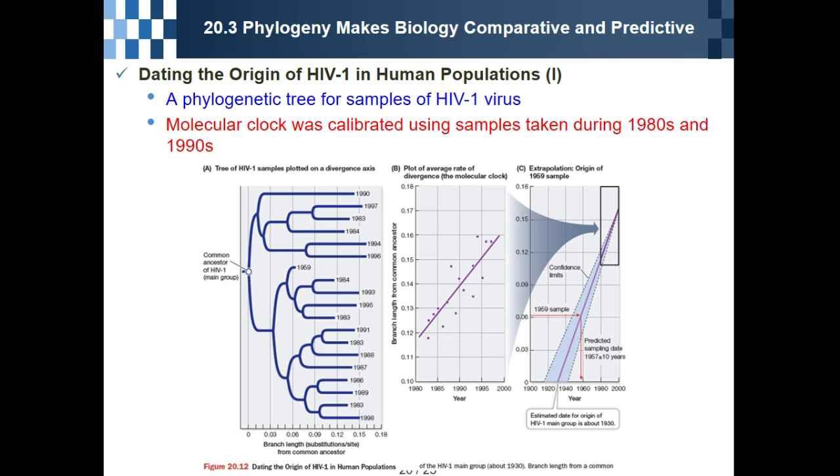Okay. So this is the phylogenetic tree. The tree of HIV samples plotted on a divergent axis. So this sample we can collect in 1990. This sample 1997, 1983, and 1984, and this sample 1959. They have the common ancestor of HIV like this. This is the phylogenetic tree of samples of HIV virus.